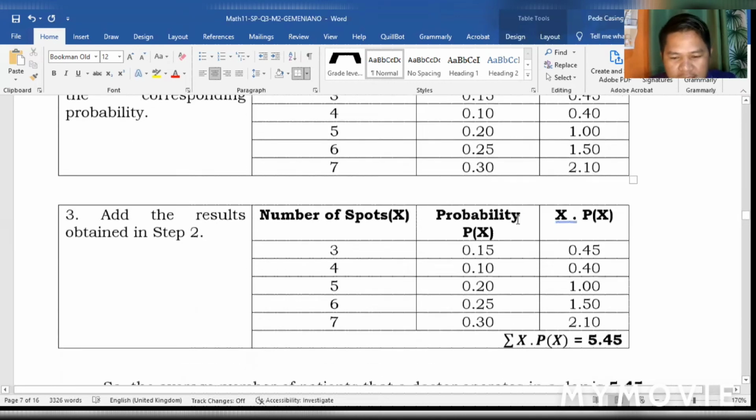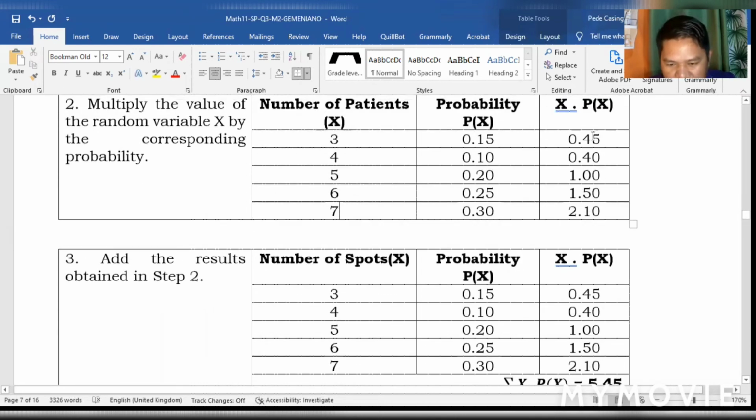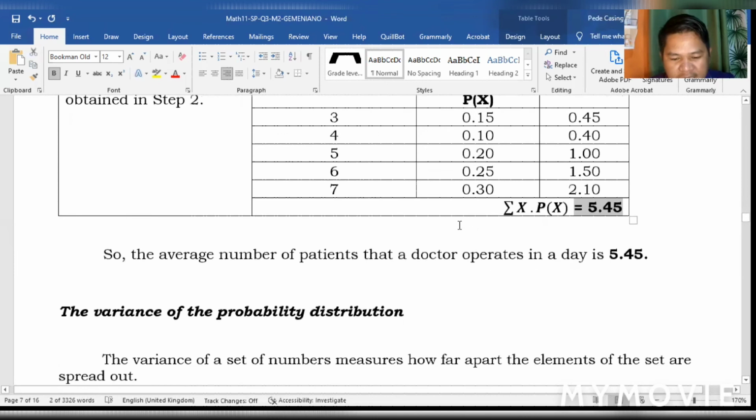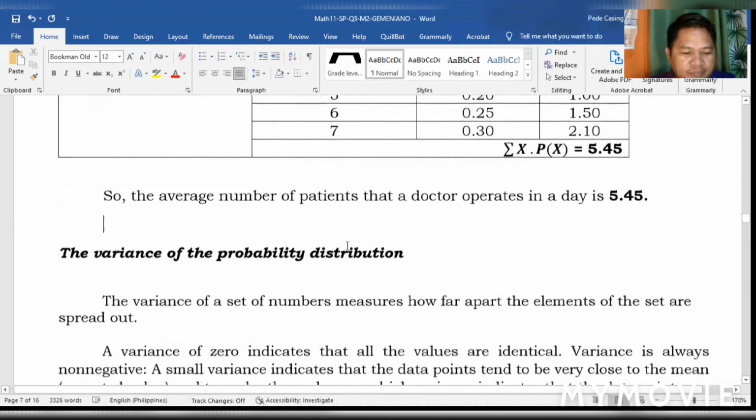After that, you add the given products. So 0.45 plus 0.40 plus 1.00 plus 1.50 plus 2.10. So we have the sum is 5.45. This is now our mean of the probability distribution. So the average number of patients that a doctor operates in a day is 5.45. So this is now our mean or the average number of patients.